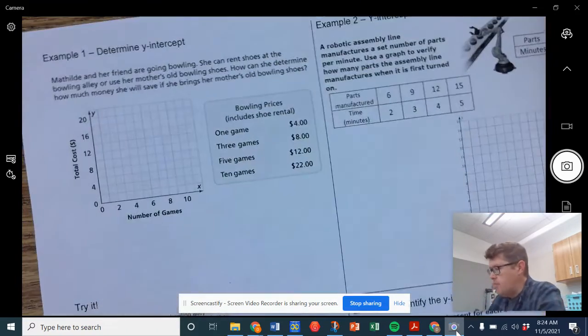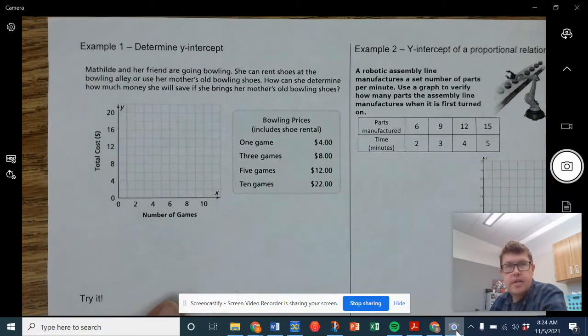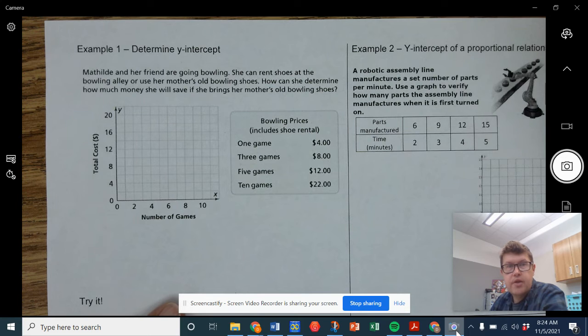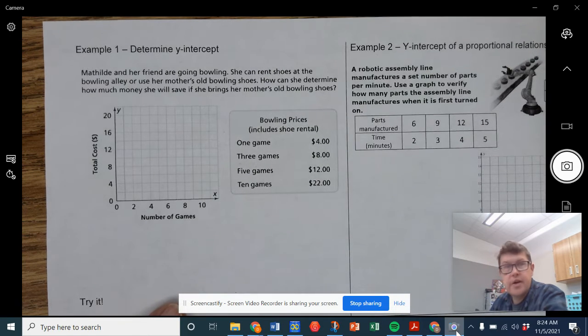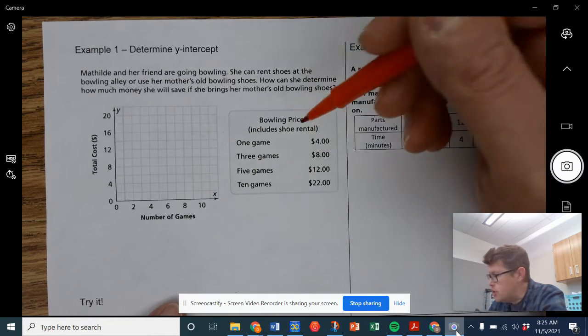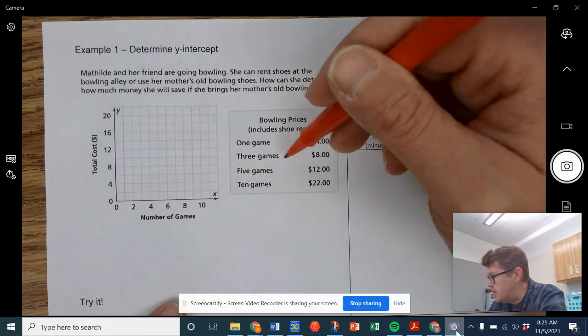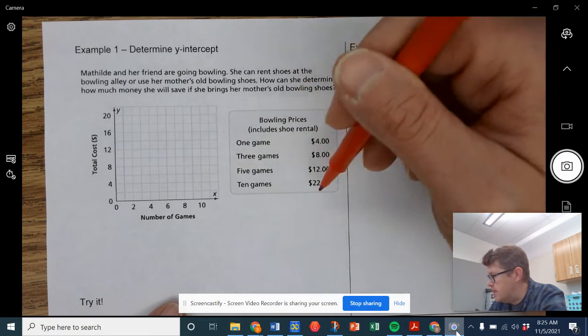Okay. Matilda and her friend are going bowling. She can rent shoes at the bowling alley or use her mother's old bowling shoes. That's exciting. How can she determine how much money she will save if she brings her mother's old bowling shoes? Man, she's pretty smart figuring out how to make those deals. Okay. So let's see, bowling prices including shoe rental. One game is $4, 3 games is $8, 5 games is $12, 10 games is $22.